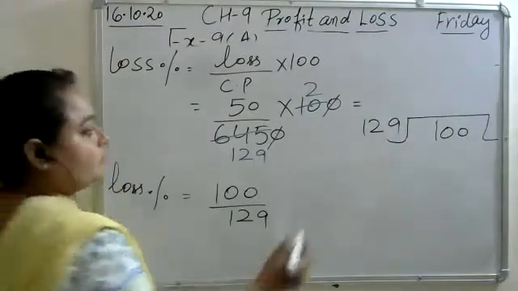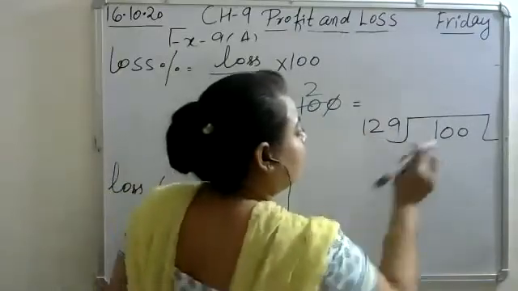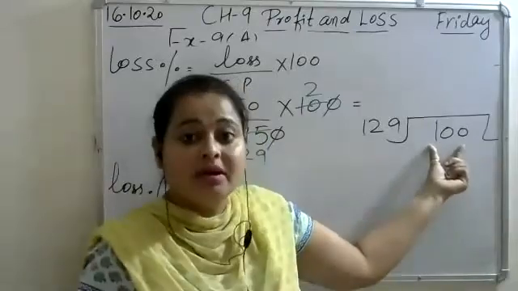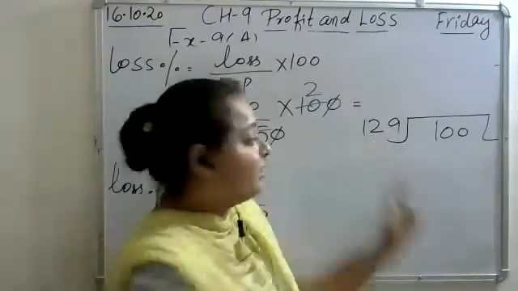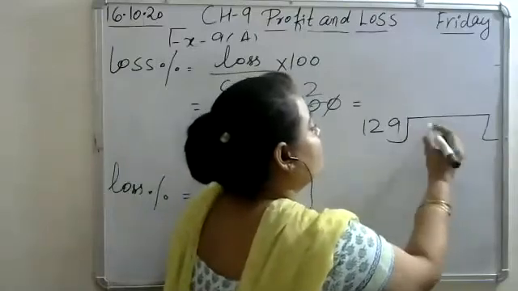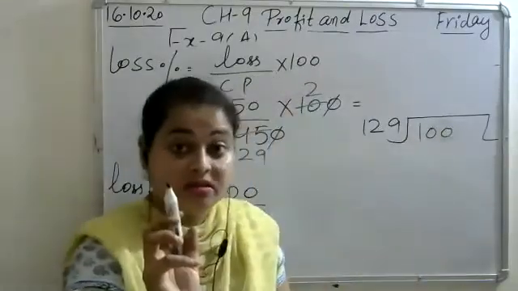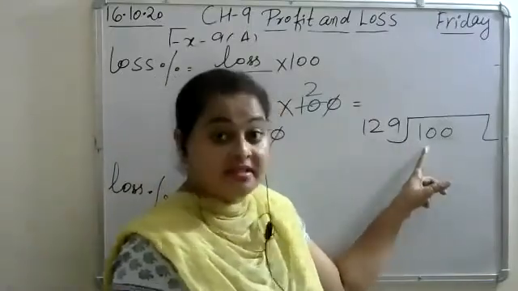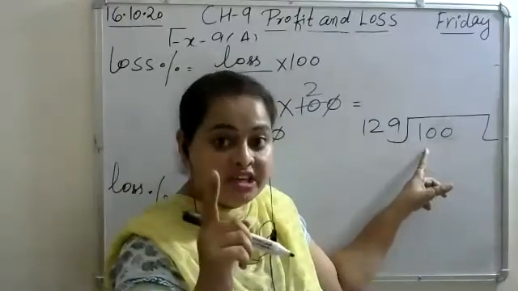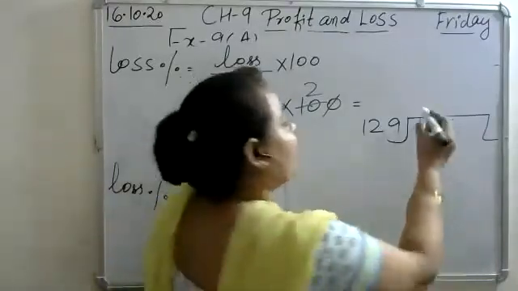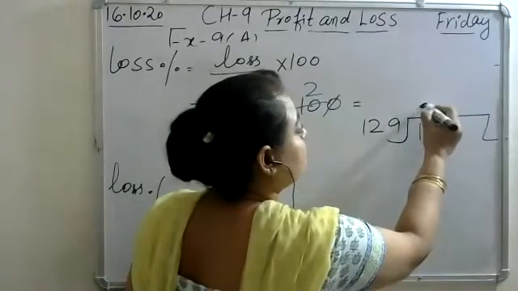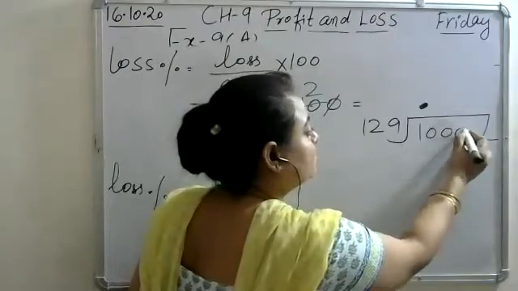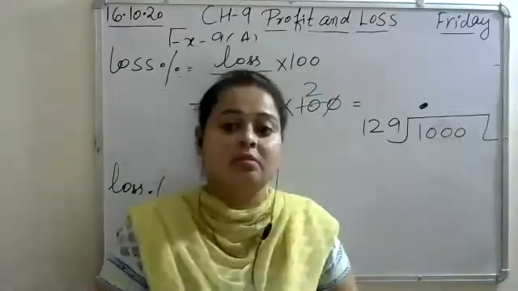Now here inside we have a smaller number as compared to 129. So division, direct division is not possible. For this we require one more digit, and for that digit you will put here a decimal, and with this decimal you will get 10. This is the way to solve the sum.